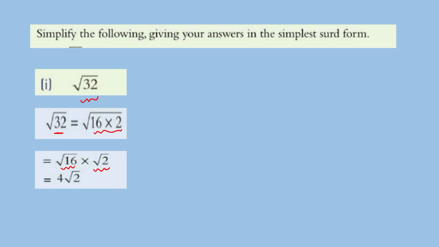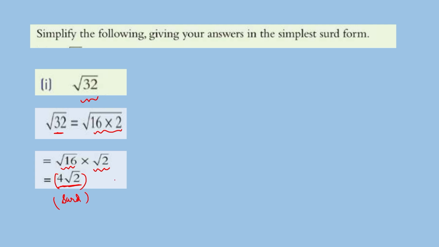Now we know that root of 16 is 4. So we have written 4 into root 2. So this is 4 root 2. Now this is the simplest form of your surd. This thing cannot be simplified further. You cannot simplify it more. So this is your simplified surd form.